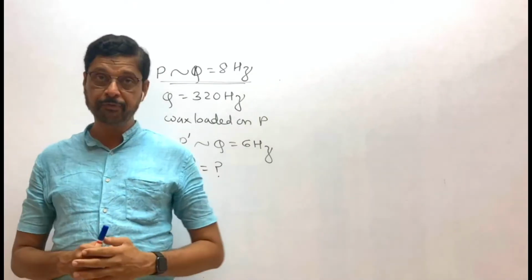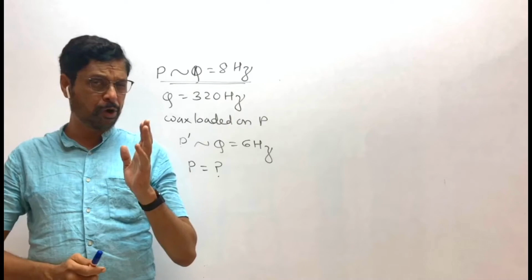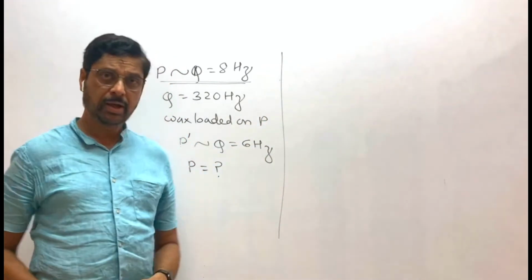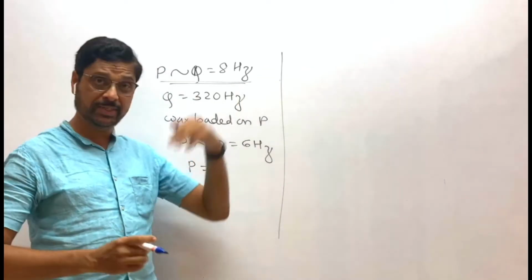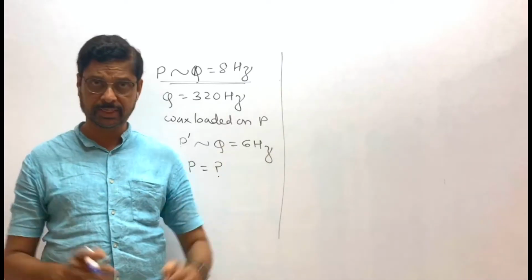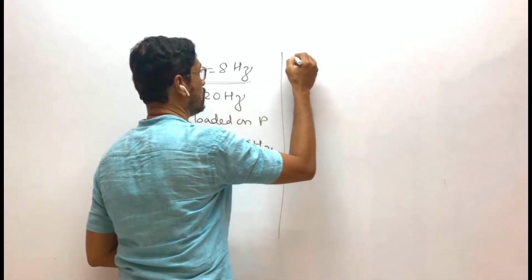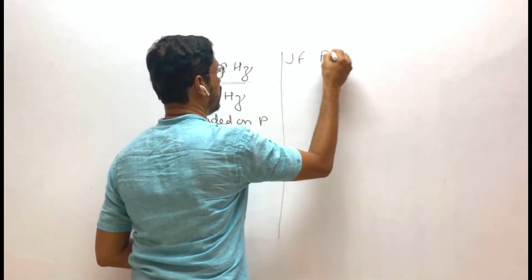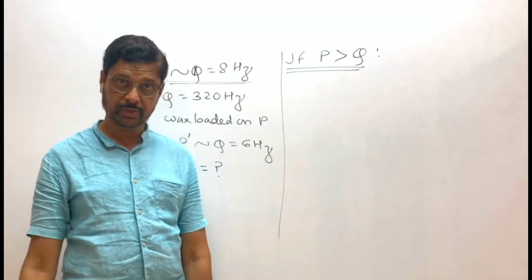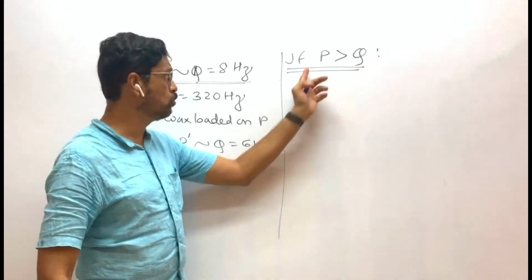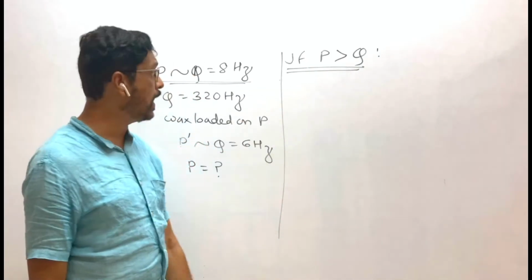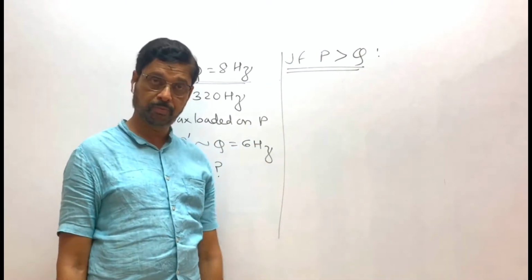In such type of questions, you follow only one method. क्या करो? Assume करो कि P की फ्रीक्वेंसी ज्यादा है, या दूसरा assumption क्या हो सकता है? P की फ्रीक्वेंसी कम है. आप कुछ भी assume कर सकते हो. Suppose if frequency of P is greater than frequency of Q. Anything you can assume. You can assume P greater than Q, or you can assume Q greater than P. तो हमने क्या assume किया? P is greater than Q.